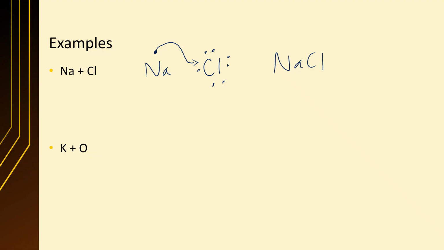Another one here, potassium with oxygen. Potassium is also in group 1. It's 1 valence electron. Oxygen is in group 16. It has 6 valence electrons. Okay, so the potassium is the metal. It's going to transfer its electron to an empty space on oxygen. But wait a minute, there's still an empty space. We can't leave it like that.